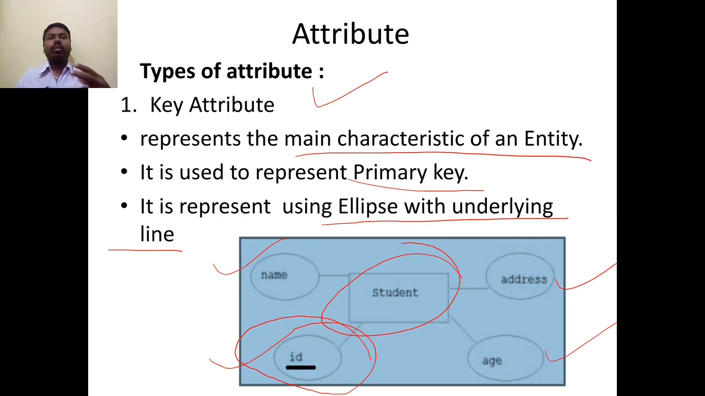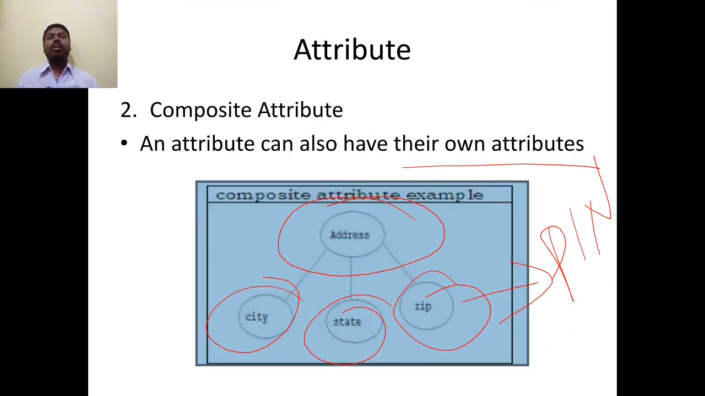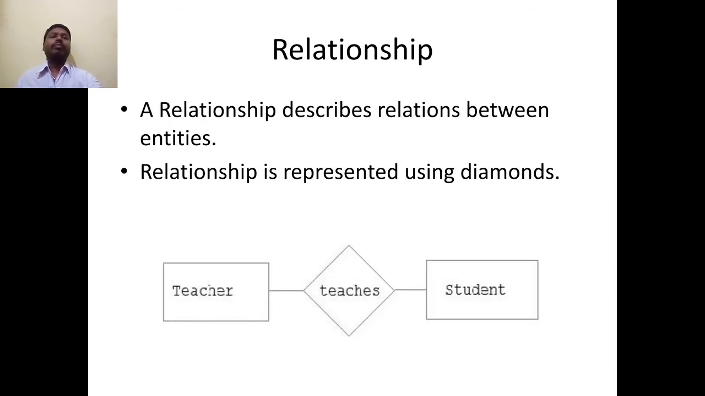So we know that there are two types of attributes. The first one is the key attribute. The second one is the composite attribute.